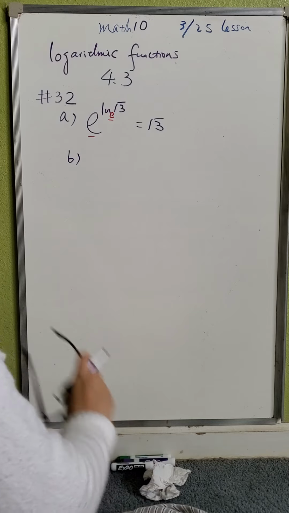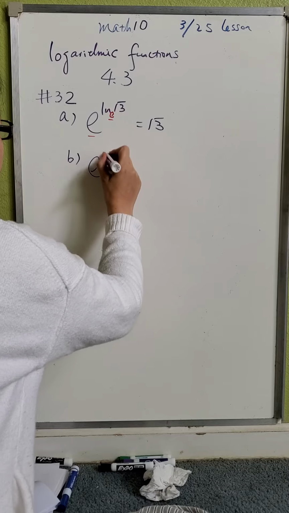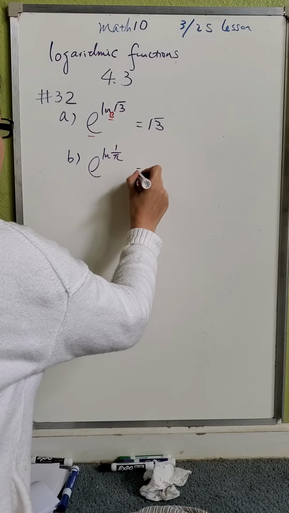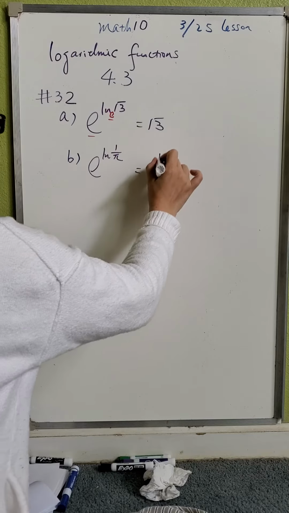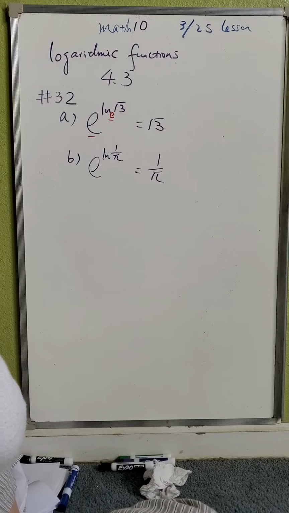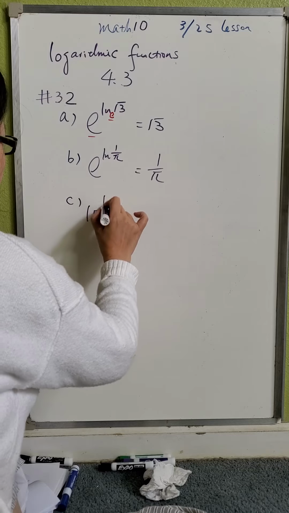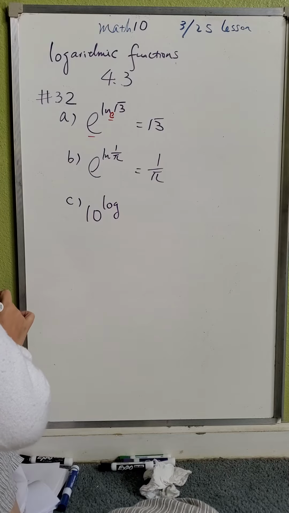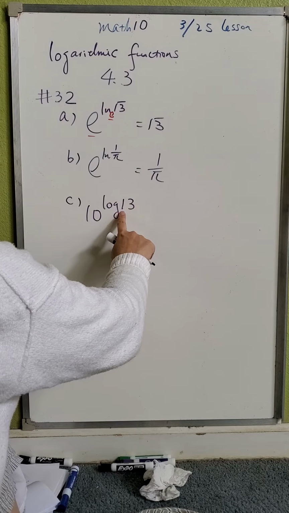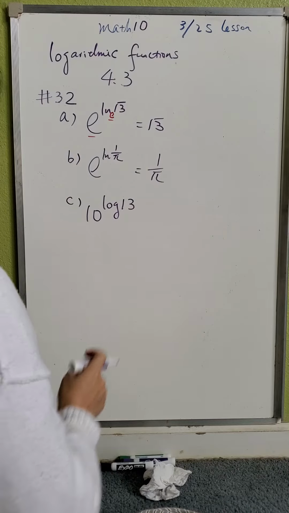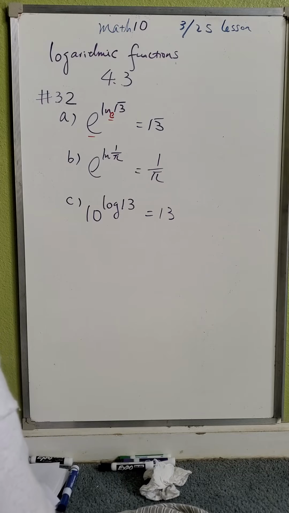Then part B, we have e to the ln of 1/pi. Again, that's the same thing, so this just equals 1/pi. Another one, C, they have 10 to the log of 13. When they don't write anything here, that means it's base 10. Again, same base, so this just equals 13. This is pretty straightforward, just use the property.